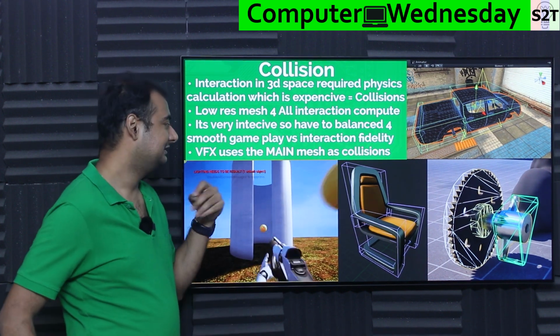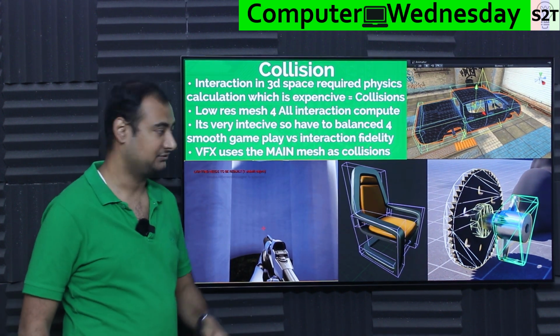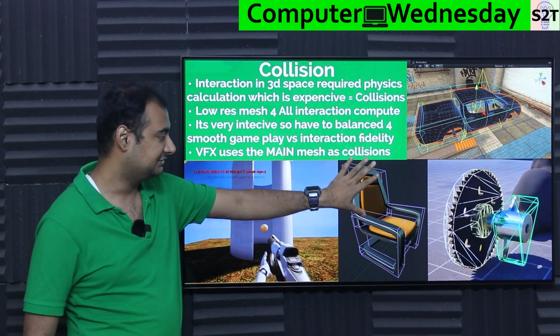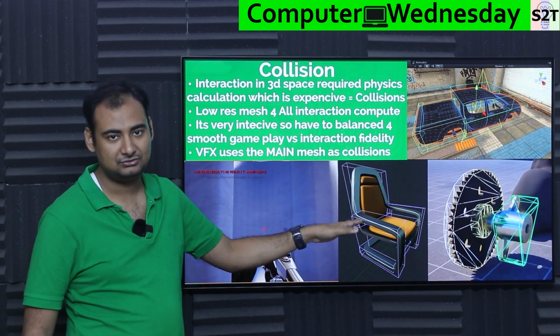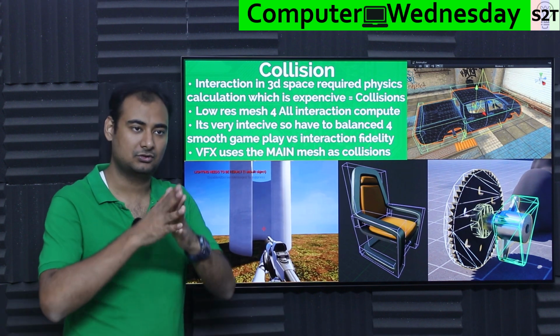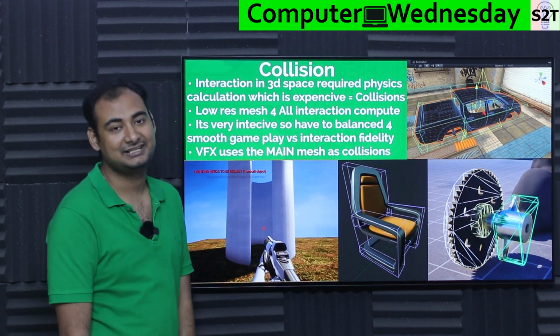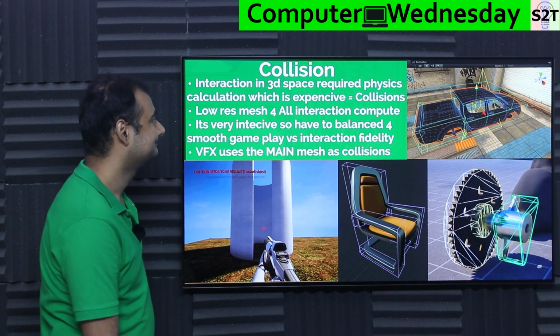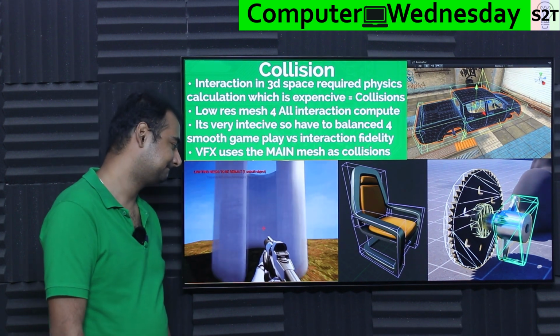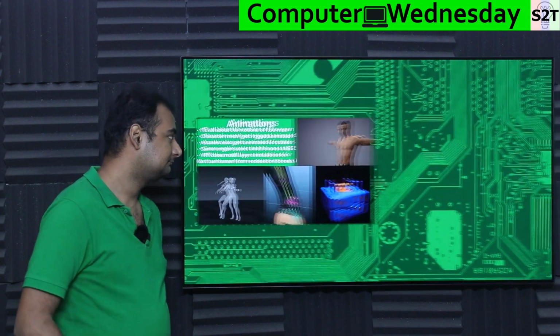But in VFX, they use the main mesh as the collision mesh. So in VFX, if this chair has to roll over, the chair will do the collision completely. It won't be like, oh, there is a box rotating. It will be like a chair that is falling over. Consequently, it will take hundreds of hours to render. So that's why collision happens.